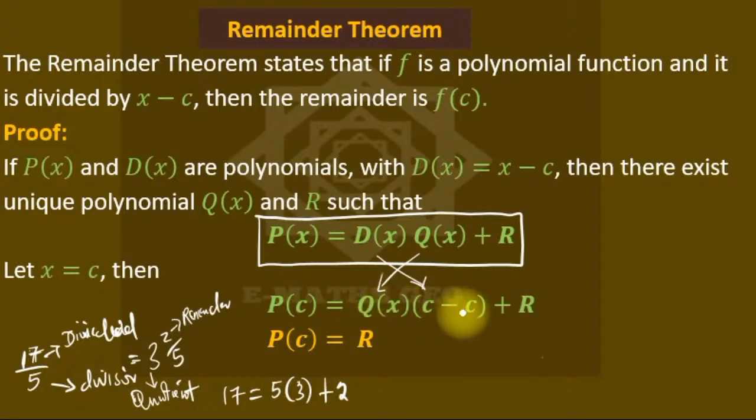So c minus c is 0, and 0 times that is 0. So you see that the remainder r, that's what is left, is the same thing as substituting x as c.